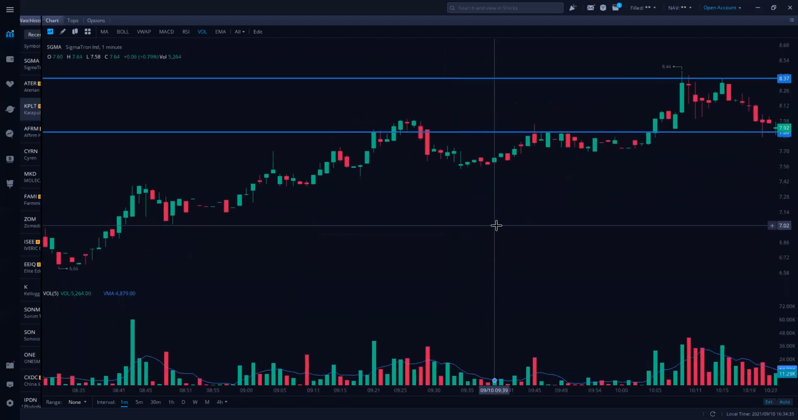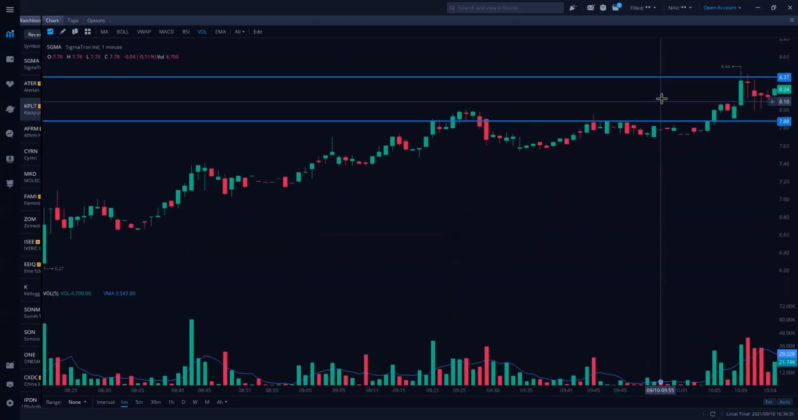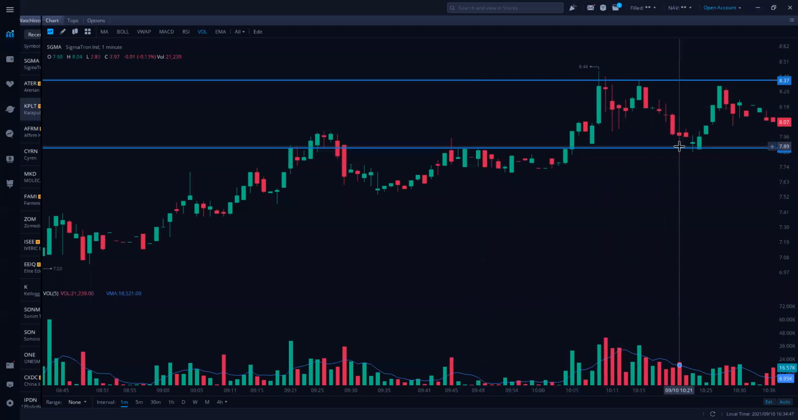Why? Because even before it bounced on this line, this was old resistance right here. Like I said, like 3 times already, old resistance becomes new support. So when it came down, you could tell, oh, this was old resistance right here.